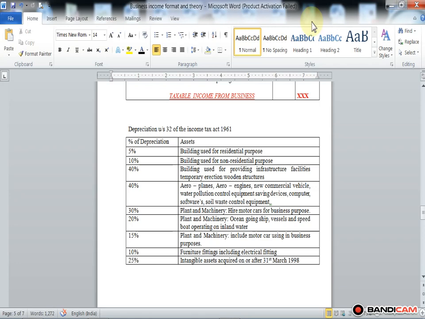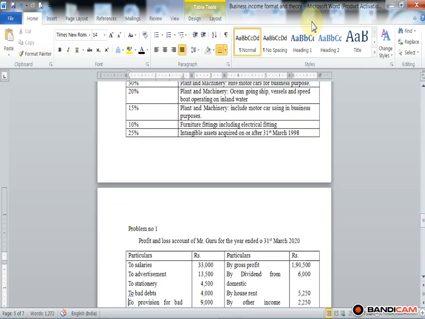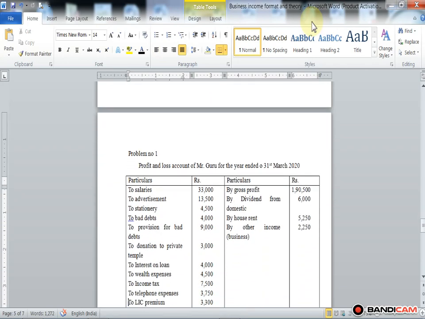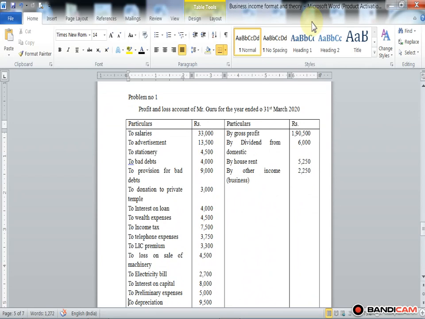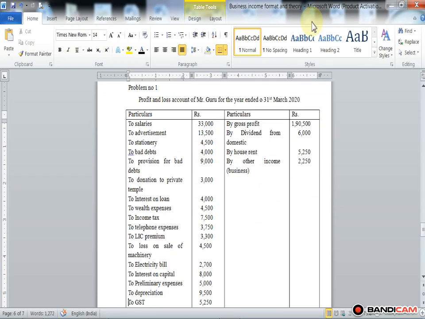Now we are going to start to solve a practical problem on business. Here the profit and loss account of Mr. Guru for the year ended 31st March 2020 is given to you.